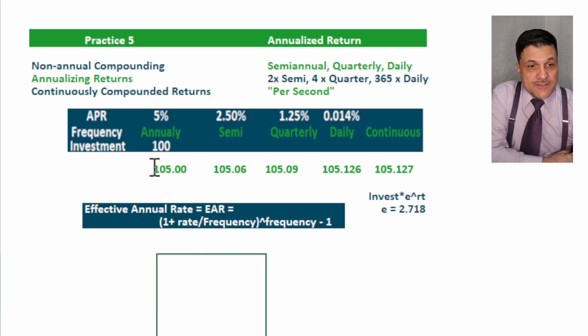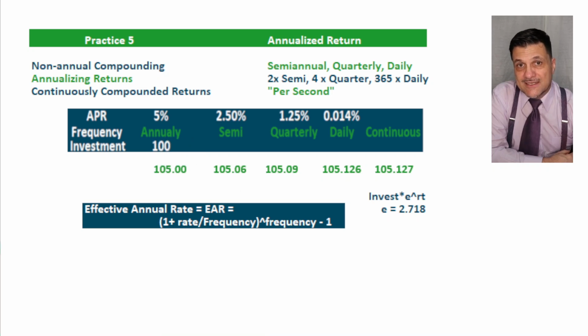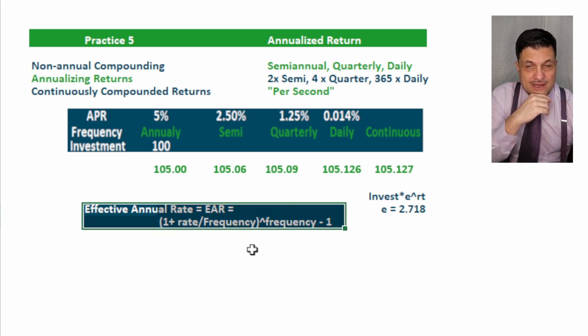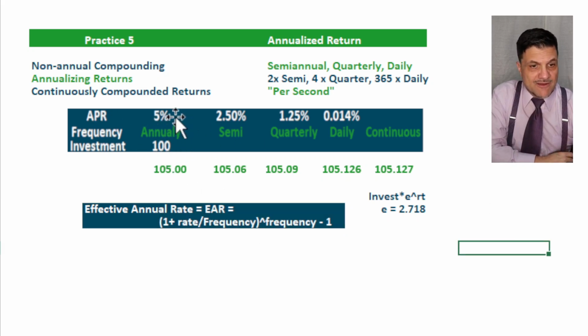So what I was doing here was pretty much the same. I was taking $100 multiplied by 1 plus the interest rate divided by the frequency, to the power of the frequency. If it's annual, divided by 1 to the power of 1. If it's semi-annual, divided by 2 to the power of 2. So that gives you what we call the effective annual rate. So what is the annual rate? 5, in my example, 5%.